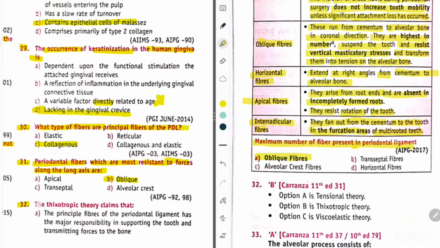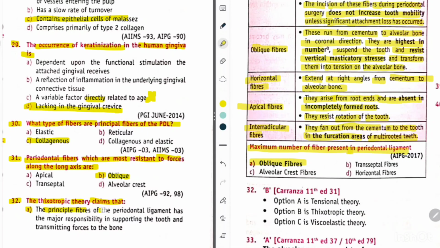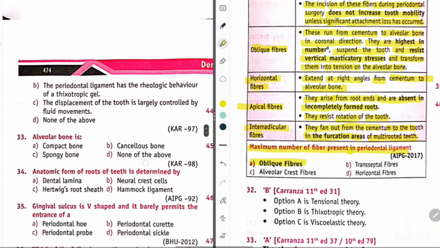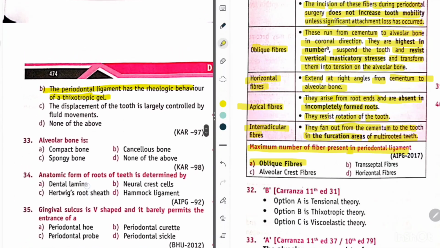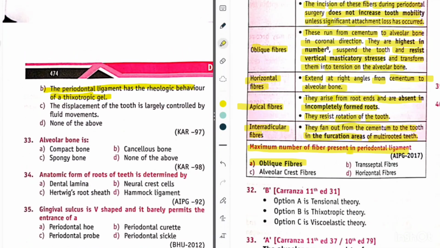Now question 32. The thixotropic theory claims that option A, the principal fibers of the periodontal ligament have the major responsibility in supporting the tooth and transmitting forces to the bone. Option B, the periodontal ligament has the rheologic behavior of a thixotropic gel. Option C, the displacement of the tooth is largely controlled by fluid movements. Or option D, none of the above. So the answer is option B. Thixotropic theory says that the periodontal ligament has the rheologic behavior of a thixotropic gel.